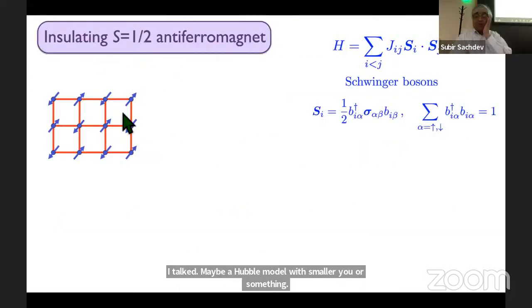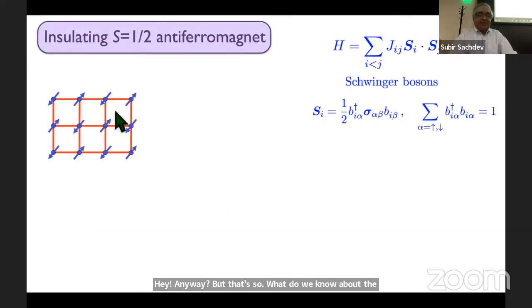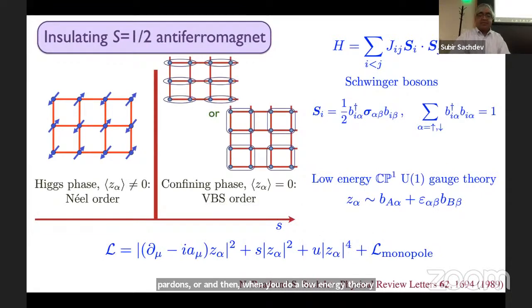Anyway, so what do we know about the square lattice antiferromagnet? Well, we know it has Néel order. And one possible theory is to take your spins and write them in terms of these bosonic partons, or Schwinger bosons. And then when you do a low energy theory of these Schwinger bosons, you get a theory which is familiar to field theorists. It's the theory of this relativistic complex scalar z alpha, and it carries a U(1) gauge charge. This is associated with the fact that this decomposition introduces a gauge redundancy. And this is the so-called CP1 model. It's basically a complex relativistic scalar coupled to a U(1) gauge field.